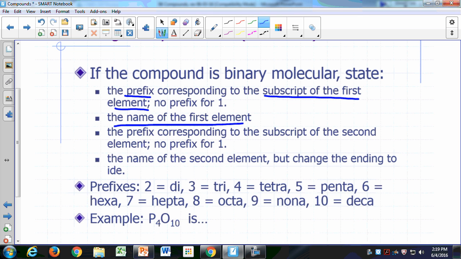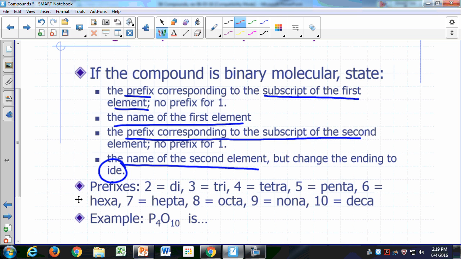Okay, and then for your second word, you state the prefix corresponding to the subscript of the second element. And again, no prefix if that subscript happens to be 1. And then you state the name of the second element, but you change the ending to I-D-E. So what are these prefixes? These are Greek prefixes, so you should be familiar with this by now.